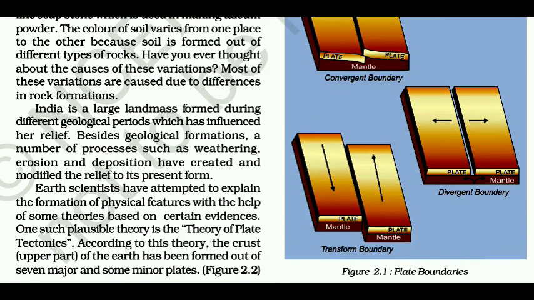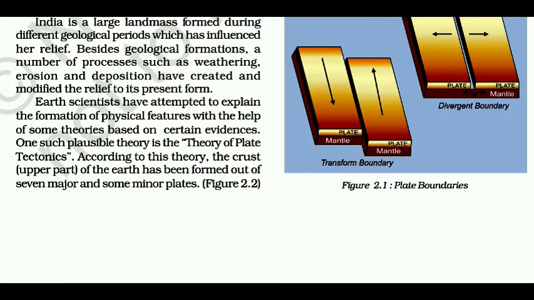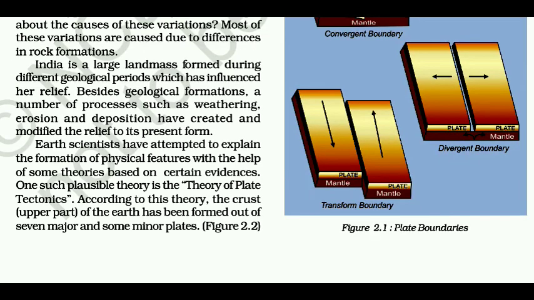India is a large landmass formed during different geological periods which have influenced its relief. Besides geological formations, a number of processes such as weathering, erosion, and deposition have created and modified the relief to its present form. Earth scientists have attempted to explain the formation of physical features with the help of some theories based on certain evidences. One such plausible theory is the theory of plate tectonics. According to this theory, the crust, the upper part of the earth, has been formed out of 7 major and some minor plates.